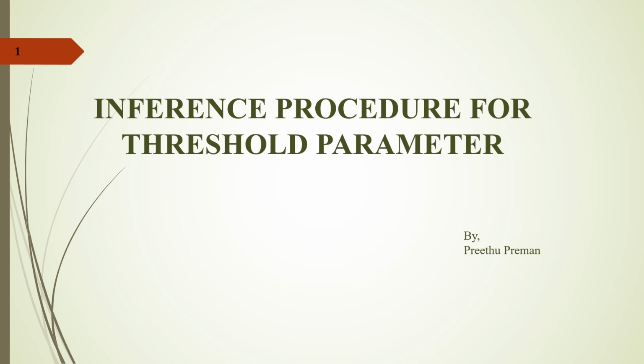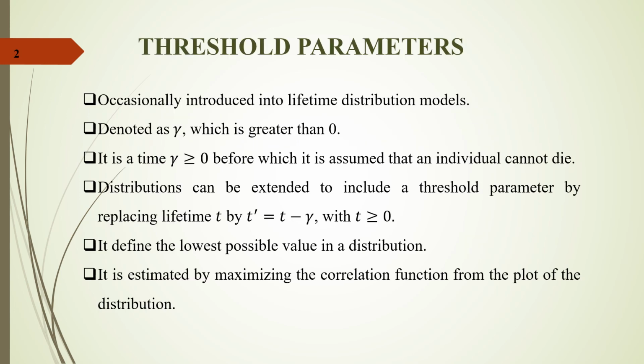Today, we are discussing inference procedures for threshold parameters. We can start our discussion by talking about threshold parameters. Threshold parameters are occasionally introduced to lifetime distribution models. It is denoted by gamma, which is greater than or equal to 0. A threshold parameter indicates a time gamma in which an individual cannot die. That is, in that time, an individual can never occupy its lifetime.